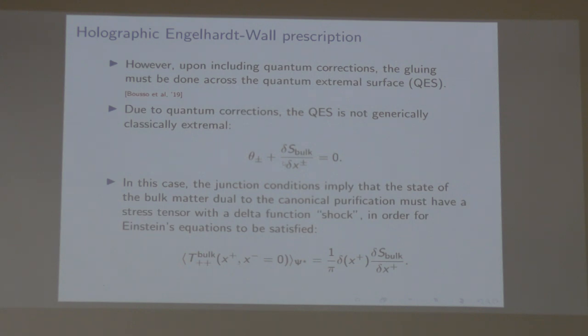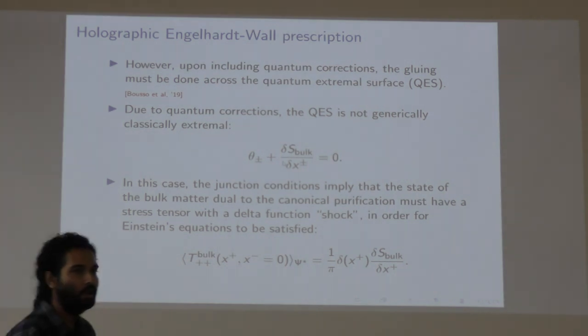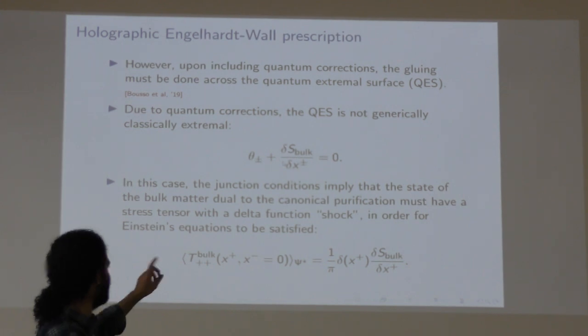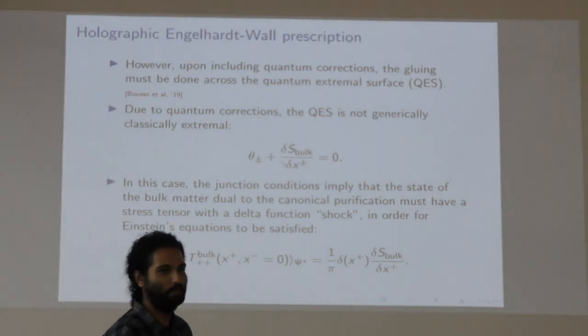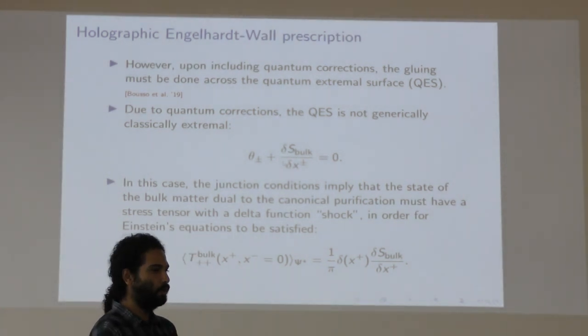But if the boundary conditions at the junction were a little bit different, this allows you to do more general things. No, actually what I'm going to say is something slightly different. But yes, we always impose the junction conditions that come from general relativity. Right.